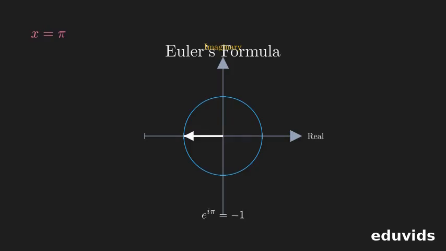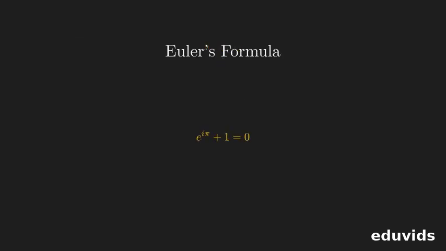This shows that e raised to the power of i times pi is equal to -1 plus 0 imaginary units. By adding 1 to both sides of that equation, we arrive at the famous identity where e raised to the i pi plus 1 equals 0.